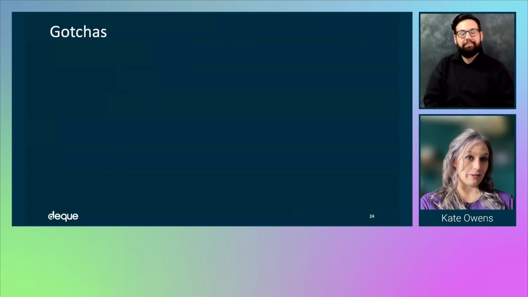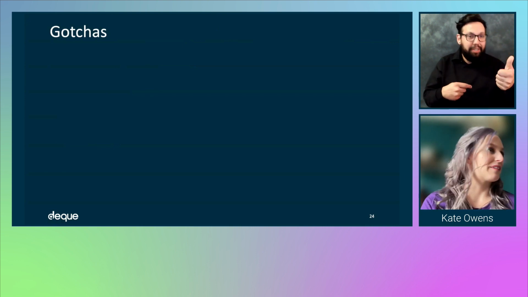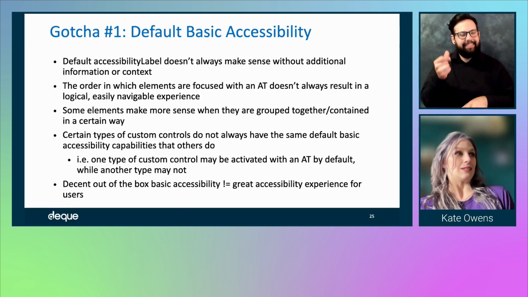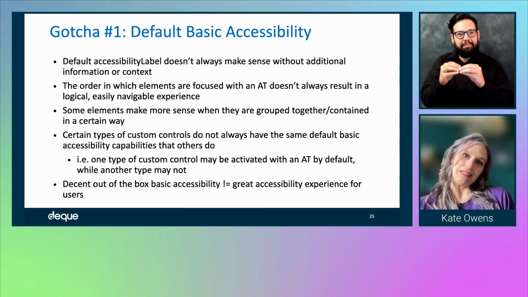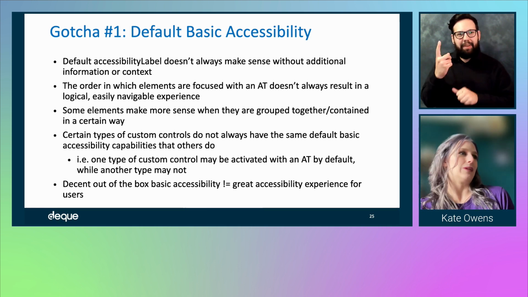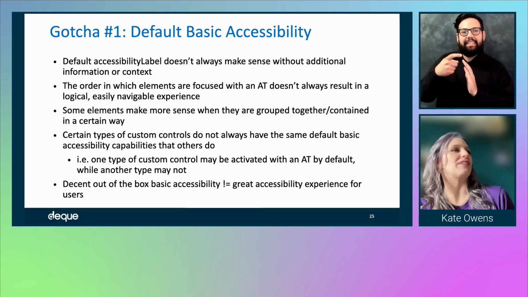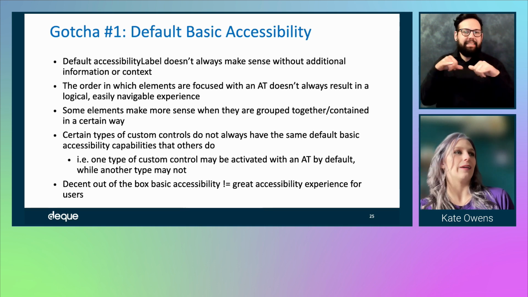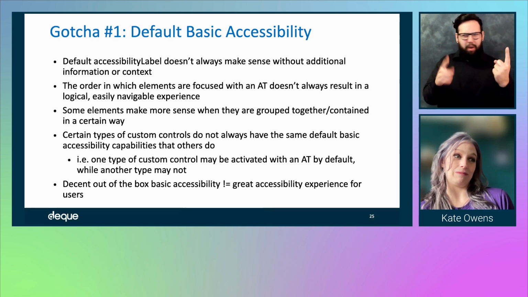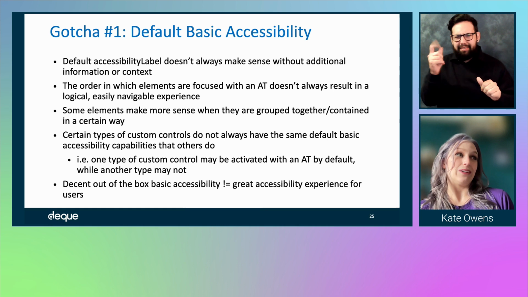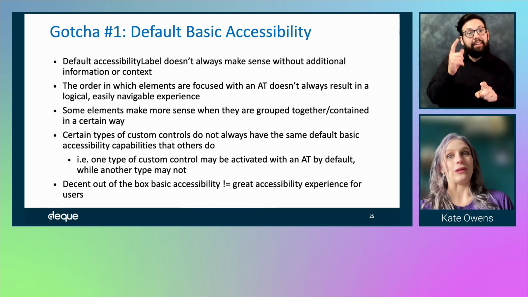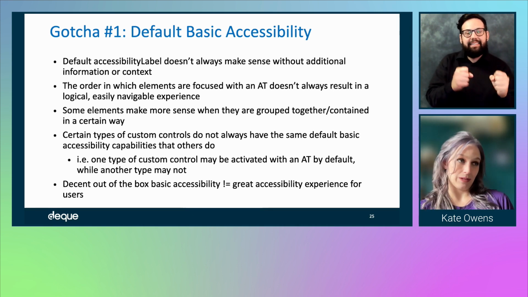On the flip side of goodies, we've got gotchas. So let's talk about those. Gotcha number 1, default basic accessibility. Probably thinking, wait, hang on, that was the first goodie. What's going on? Well, if you think back to the beginning, goodies can totally become gotchas really quickly, really easily.